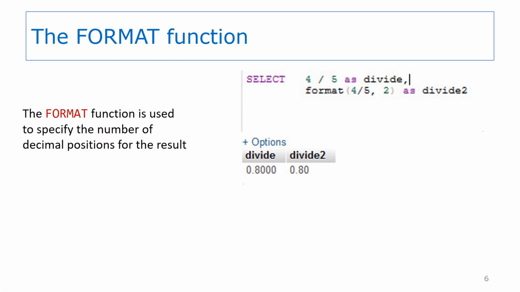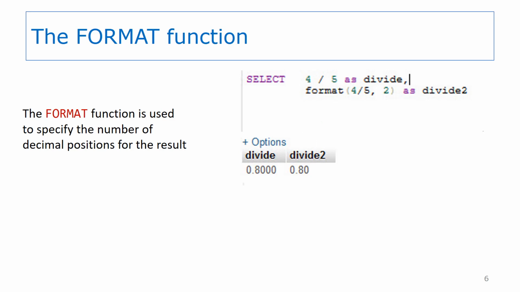On the previous slide, you saw the arithmetic operators. Now we'll look at how you can control how the resulting value is displayed using the FORMAT function. In this select statement, we are using two divide operations to produce two resulting values. In the first operation, with the resulting value divide, MySQL displays the result using 4 decimal places. The second operation uses the FORMAT function to format the result, divide 2, with 2 decimal places.